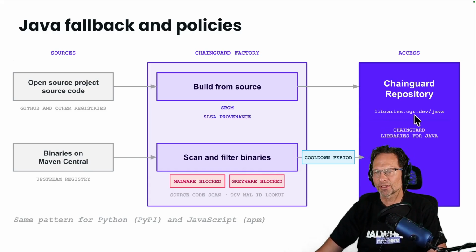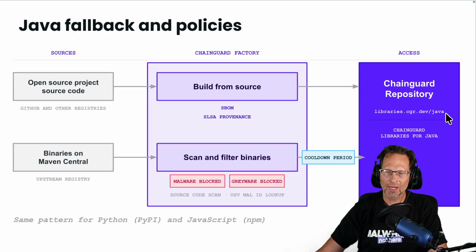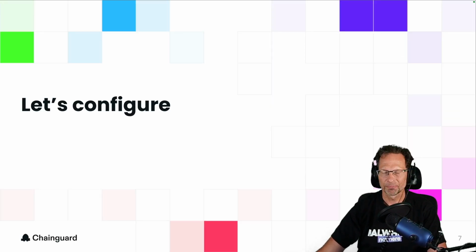You get them at libraries.cgr.dev/java, python, and javascript. And we can go ahead now and have a look at how to configure that upstream fallback and some policies. Let's go.